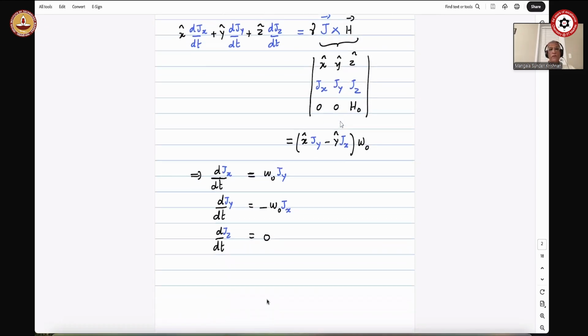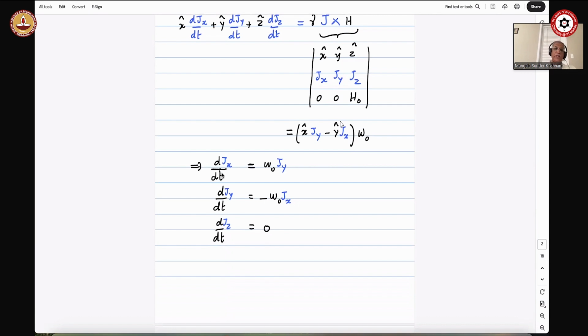Okay? Therefore, you see that the angular momentum satisfies this relation in the presence of the magnetic field. Omega naught has the magnetic field. It's gamma H naught. So the gyromagnetic ratio takes the magnetic field. So dJx by dt is omega naught Jy. dJy by dt is minus omega naught Jx. dJz by dt is 0.